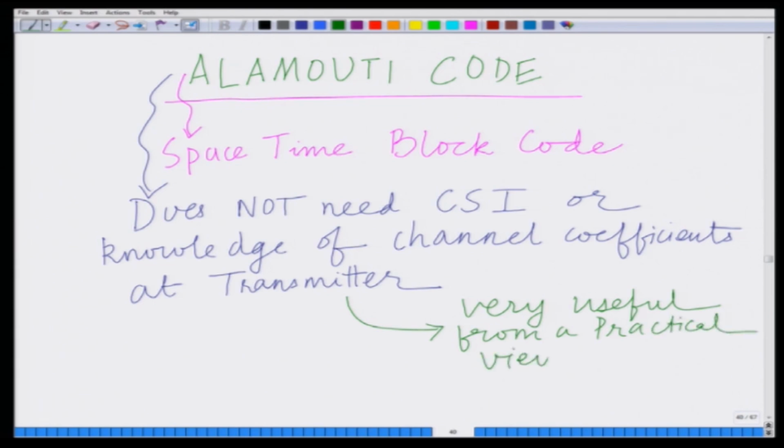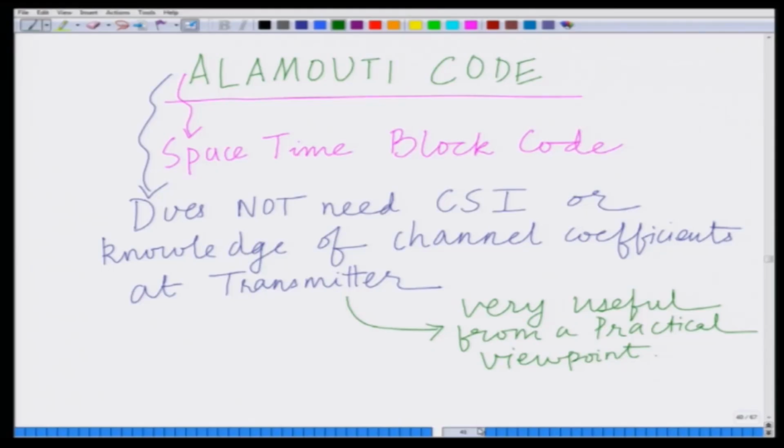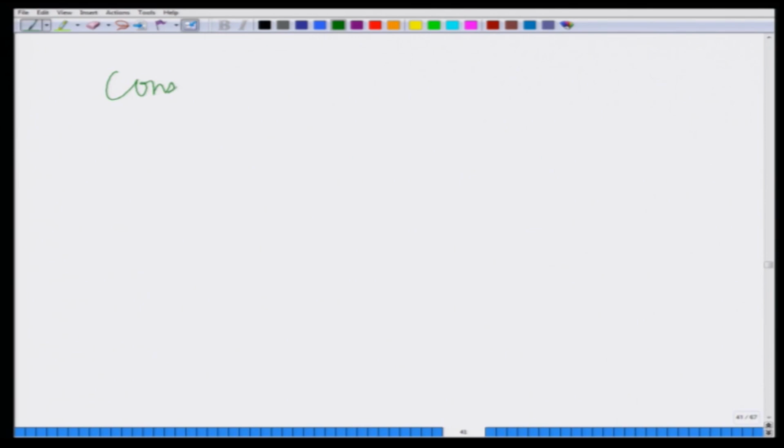So what we are saying is that the Alamouti code is a space time block code, a transmission scheme for a MISO system, specifically for a 1x2 MISO system, and this does not need the channel state information at the transmitter. Hence, it is useful for practical implementation in a wireless communication system. All right. So, to explore this Alamouti scheme, consider a 1x2 MISO system.